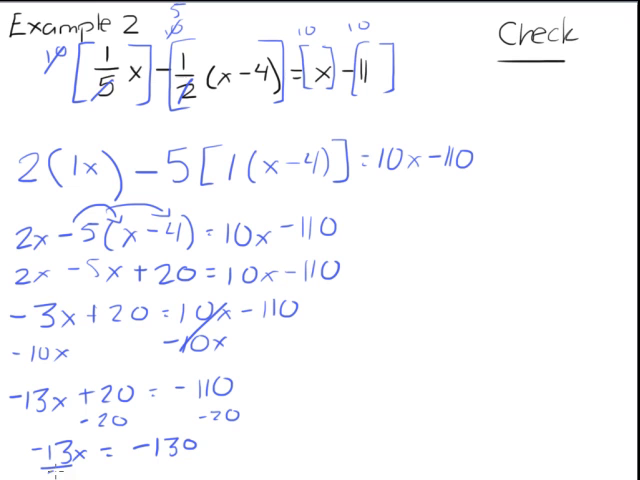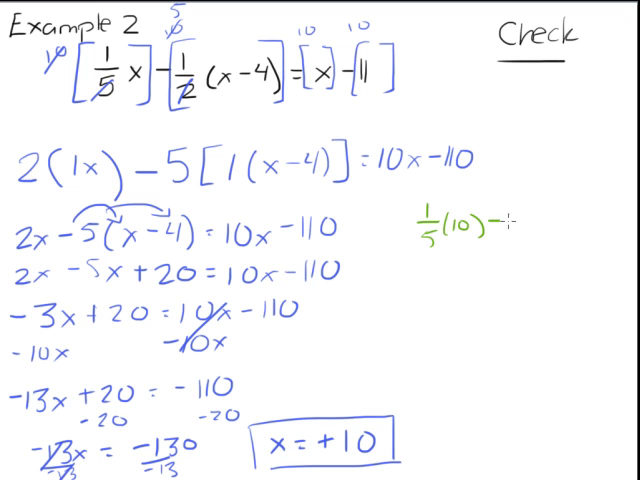Then I'm going to divide by negative 13, divide by negative 13, and I'm just going to write x over here on the side. X then equals, once this cancels out, negative and negative becomes a positive, positive 10. Okay, so again, when I'm going to check, I'm going to replace wherever I see an x in the original question with this positive 10 that I figured out. Okay, so I'm just going to put the check over right here on the side. So I'm going to have 1 over 5 times 10 minus 1/2 times 10 minus 4 equals 10 minus 11.